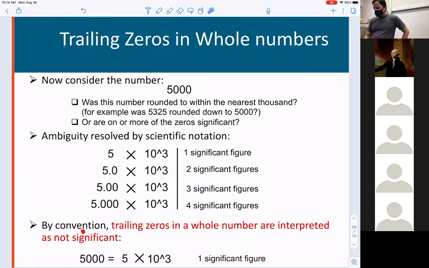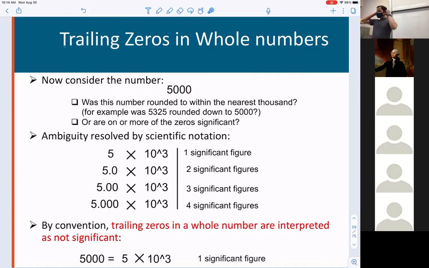So by convention, trailing zeros in a whole number are interpreted as not significant. So by convention, if someone just writes down 5,000, then we say that really this is the same as 5 times 10 to the 3, only one significant figure. Because if they really meant to indicate that all of these zeros are significant, then they would not have written 5,000, but rather they would have written 5.000 times 10 to the 3. Any questions on that?